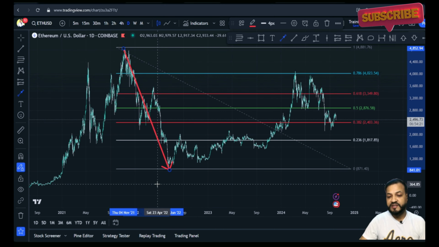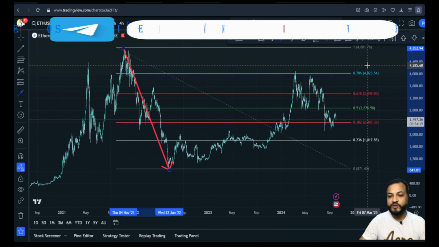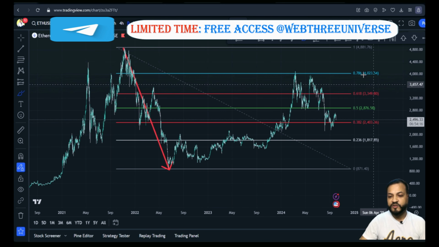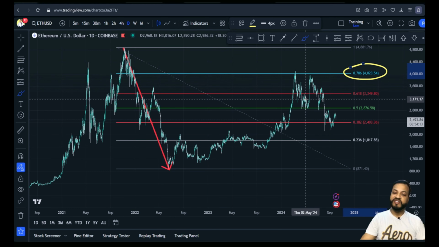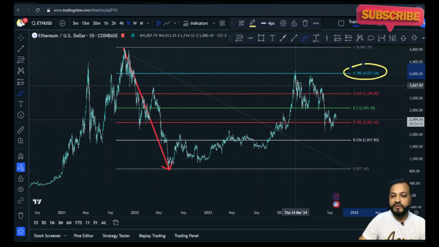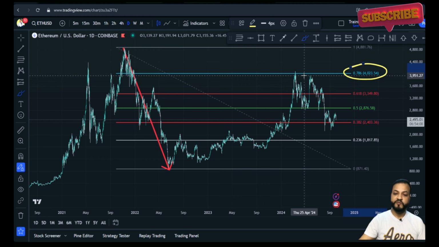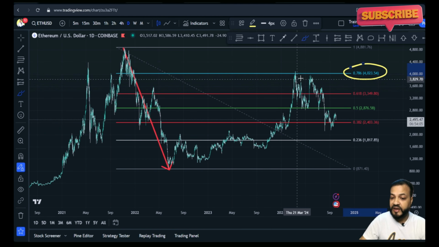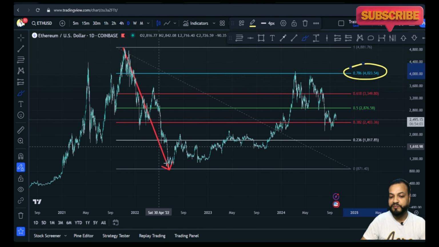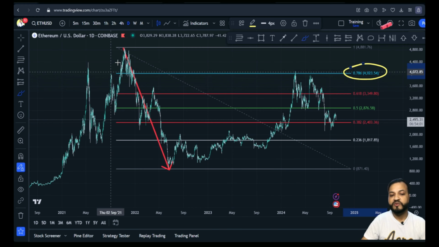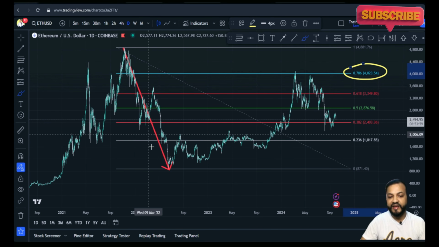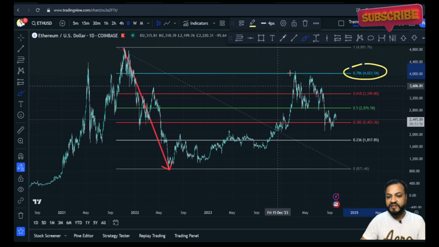So this is the impulse. This is the correction. It went to 786, right? This one, 786. That is 78.6%. So the Ethereum went into correction for 78.6%, though this is still correction, guys. This is still correction because this is the impulse move and this is the correction move. Correction on this leg, on this one. So in this one, this is the correction.